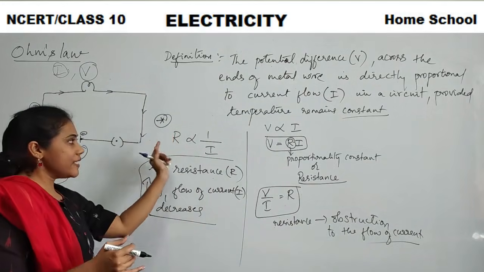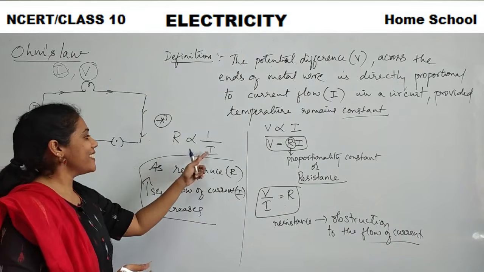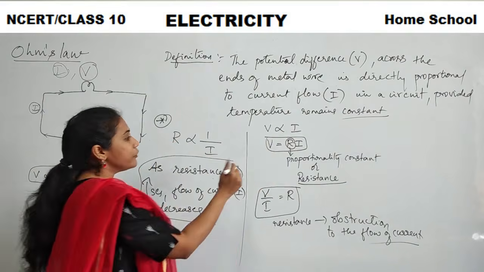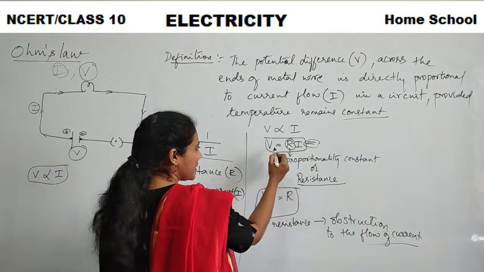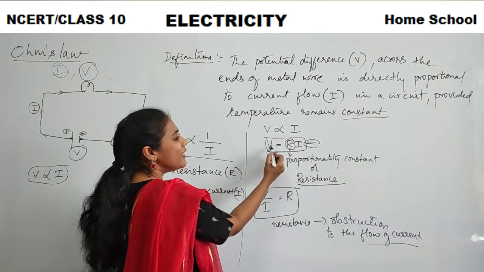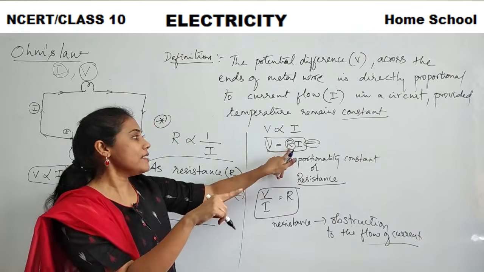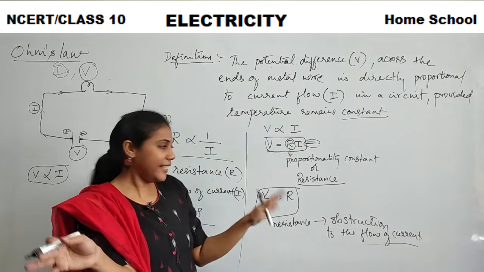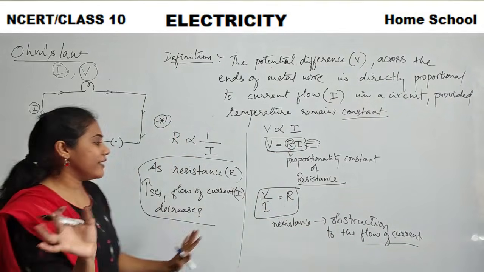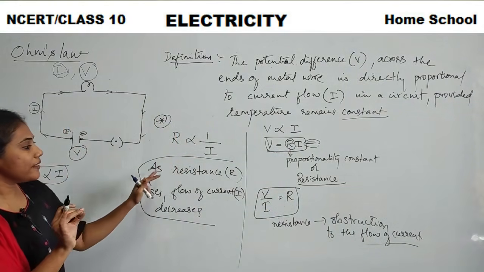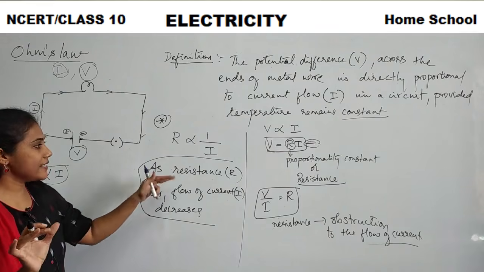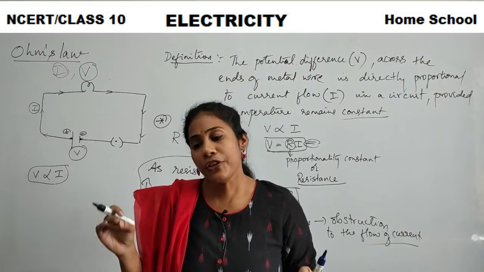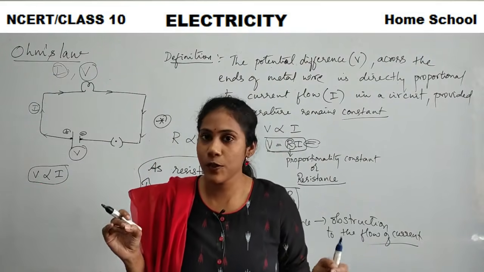So this is the relationship between resistance and current, and voltage and current. You have to remember these two formulas. If you know any two variables, the other one you can calculate easily, just by rearranging. So this is very important, and try to remember this point also: resistance and current are always inversely proportional to each other. So now we got to know what exactly Ohm's law is.